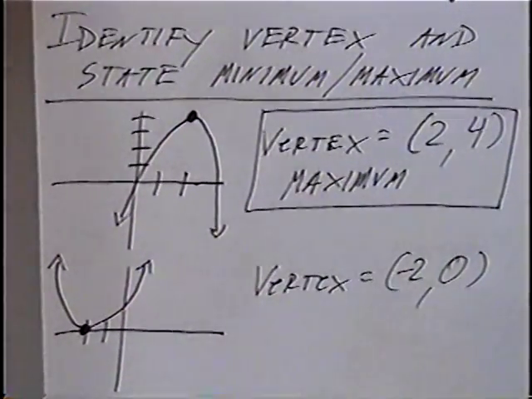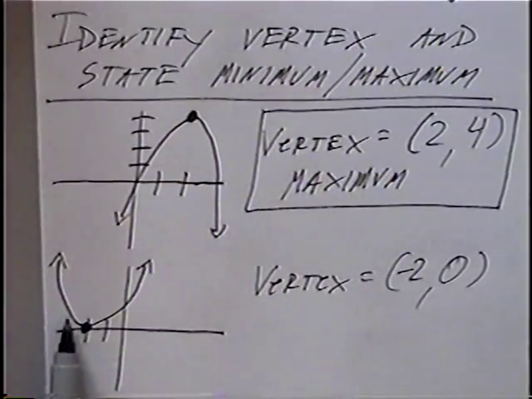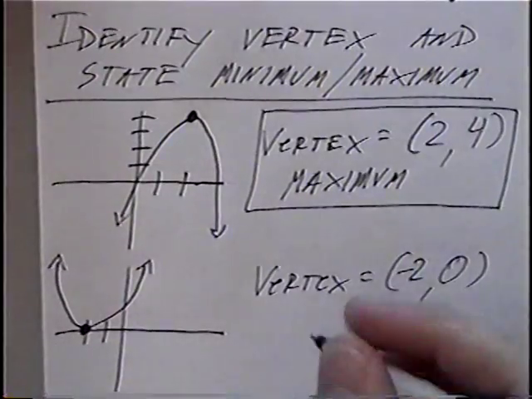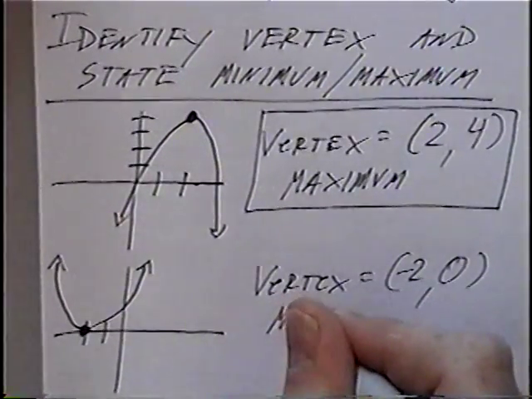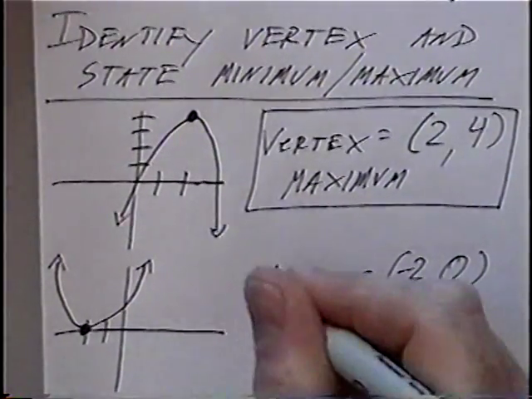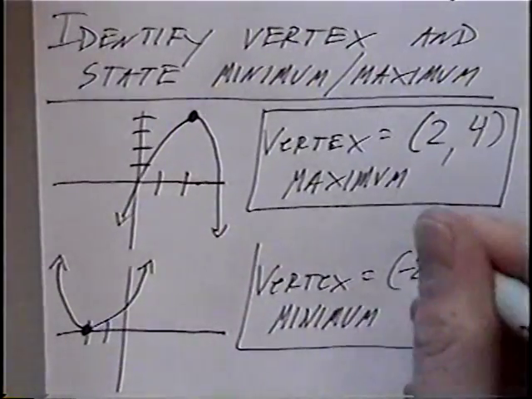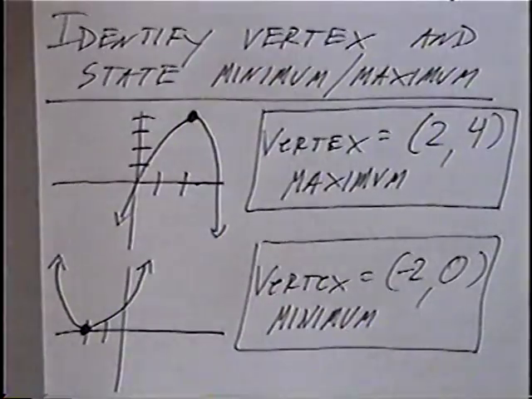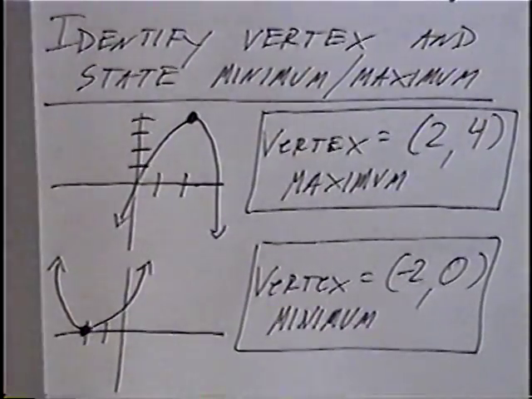For a maximum or minimum, this graph goes down to the bottom and then curves back to the top, so it goes to a lowest point. The lowest point is also a minimum. So the vertex of this graph, -2, 0, and it has a minimum value or lowest point.